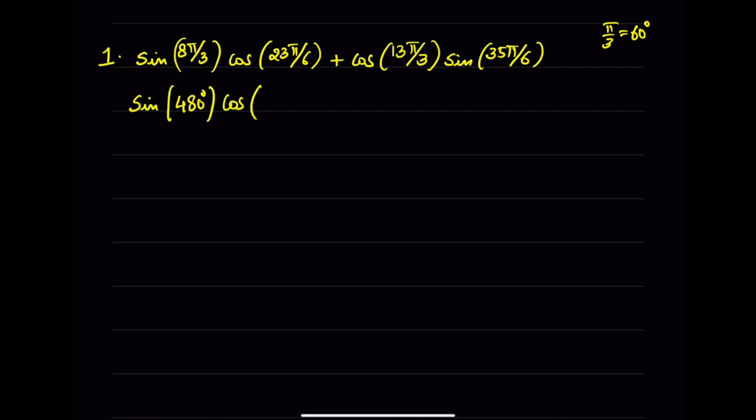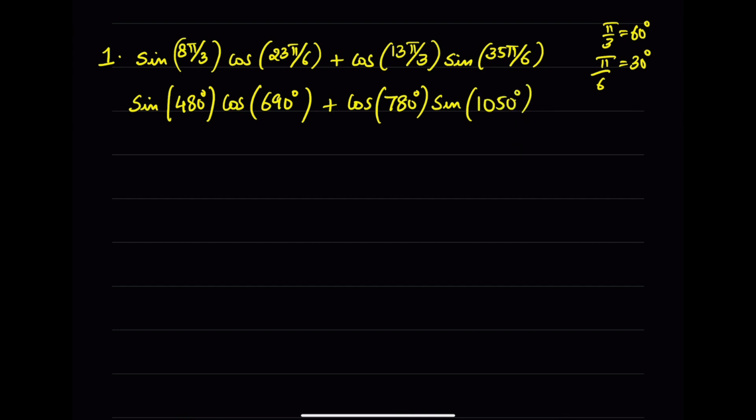And this will be cos of 23 times pi by 6. Pi by 6 is 30 degrees. So 23 times 30, we would get 690 degrees, plus cos of 13 times pi by 3. So 13 times 60, we would get 780 degrees. And the last one is 35 times 30, we would get 1050 degrees.